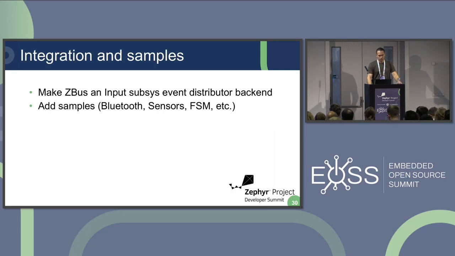I would like to do some Zbus integrations with other subsystems. The input subsystem is one of them. I guess it's a really good match with Zbus. When you press a key, you could receive an event on a Zbus channel. This is a really good thing to do, and to add some samples for Bluetooth sensors, FSM, and other parts of the system that can be good with Zbus, right?